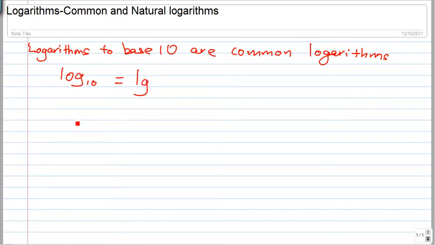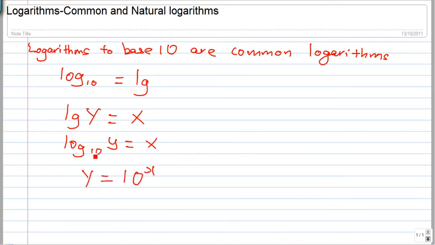So this is understood. lg is actually log to base of 10. So in other words, the general rule is, if lg y equals x, that means log base 10 of y is also equal to x. Therefore, y is equal to 10 to the power of x, since 10 is the base.